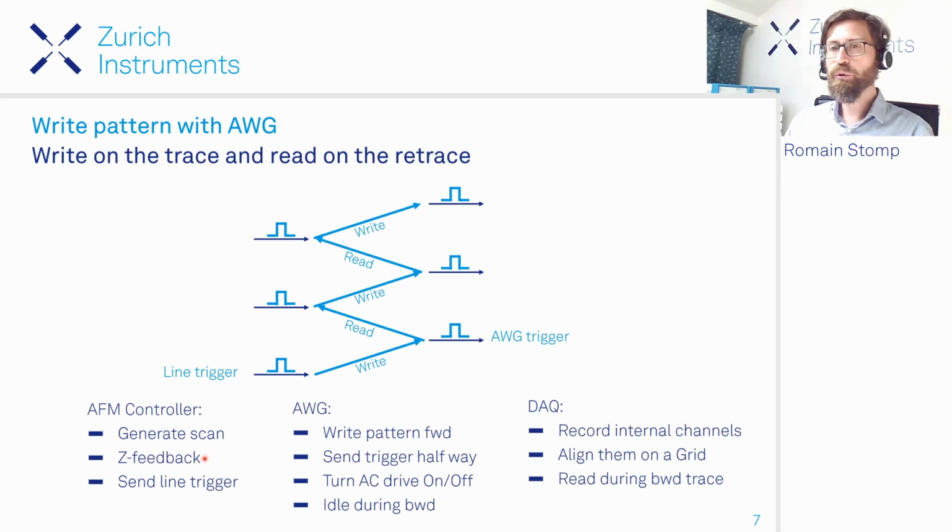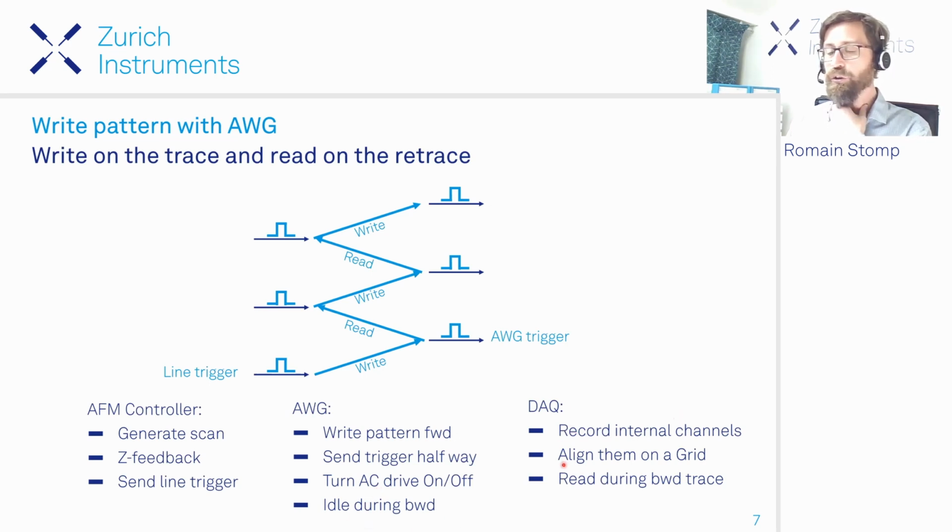Okay, so how do we now apply this AWG for SPM? Let's start from the AFM controller. We start our scan, we have a feedback, then at the end of the line, we send a trigger. From this trigger, everything is controlled from the AWG, which starts to write its pattern, whatever you want it to do. Then basically halfway there, it will send itself another trigger, let's say to the DAC for recording or for changing some other parameter within the lock-in environment, such as turning the AC drive for the lock-in on or off.